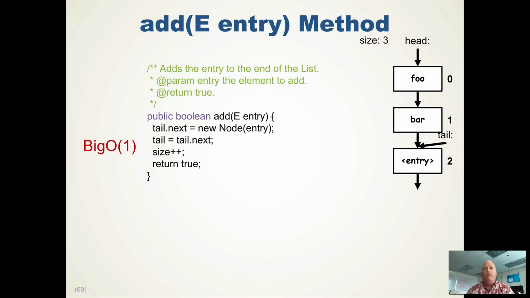So that's a big O of 1 operation, because tail is always at the end of the list. We don't have to move to the end. So that's a big improvement in our performance of the add at the end. So that's the more efficient add at the end.